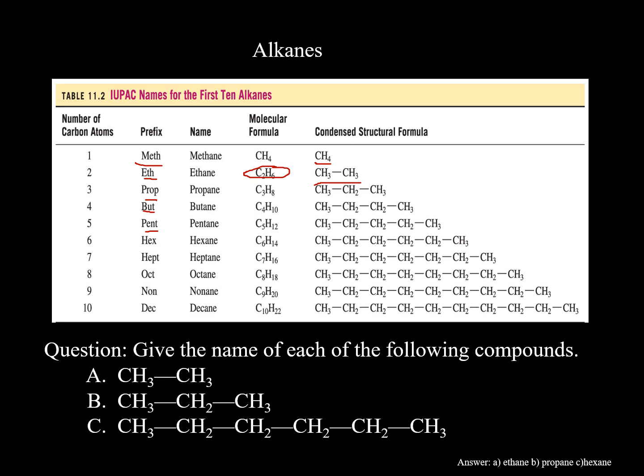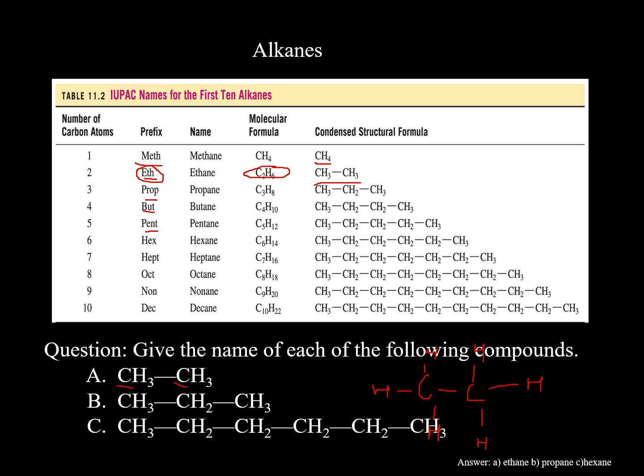So here it says give the names of each of the following compounds. These are all condensed structures. The first compound has two carbons, so we say eth. And they're all single bonds, so let me draw the expanded form. Carbon, remember carbon has four bonds, so H, H, H, H, H, H. So C2H6, this is ethane.